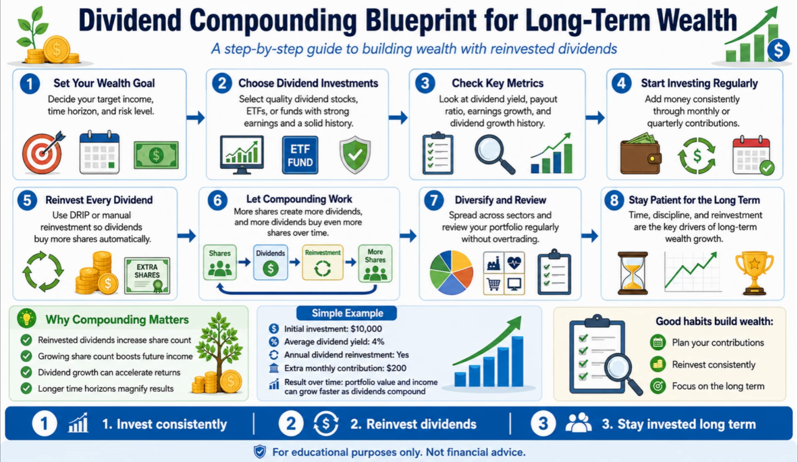As a result, the compounding cycle begins to work. More shares can produce more dividends, and those additional dividends can purchase even more shares. When this process continues for many years, both portfolio value and dividend income may grow faster.